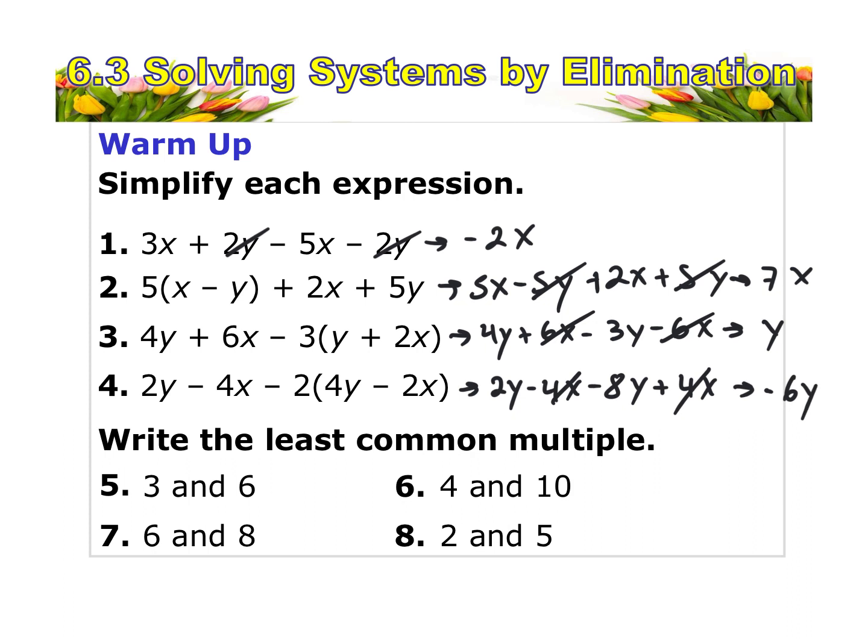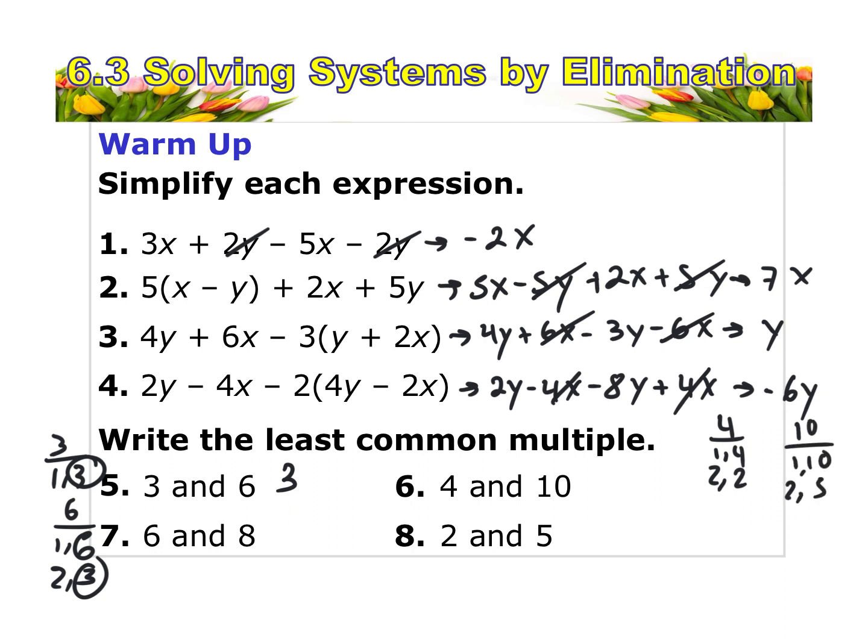All right, for 5, 6, 7, and 8, we're going to take the least common multiple. The way you do it is, for example, number 5, the multiples of 3 are 1 and 3, and the multiples of 6 are 1 and 6, 2 and 3. Now, the smallest number that matches is 3 for both of these, so we know that's going to be 3. When we do it for 6, the multiples of 4 are 1 and 4, 2 and 2, and the multiples of 10 are 1 and 10, 2 and 5. The smallest number here is 2.